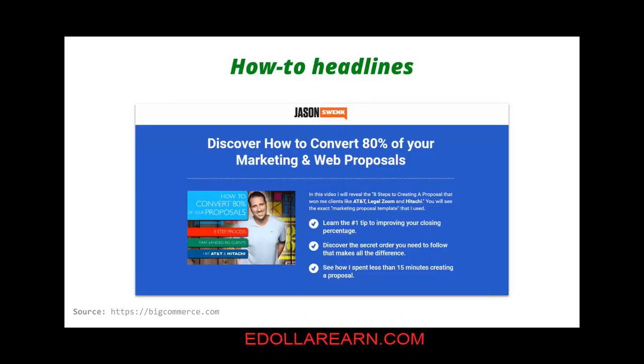As Robert Bly puts it in The Copywriter's Handbook, the words how to are pure magic. So when you use them in a headline, you can pull the reader in as they want to learn more. This example from marketing consultant Jason Swank does a great job of using a how-to headline. He also throws in a number, which makes the headline even more specific.